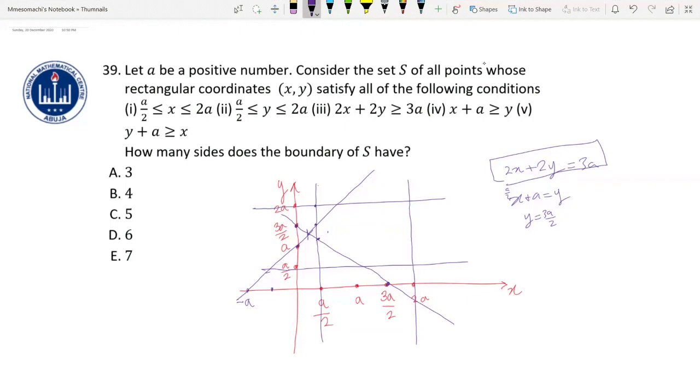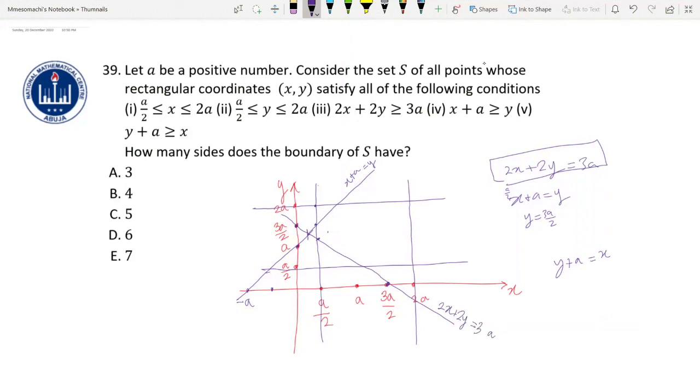So then we plot the very last one, that is y plus a equals x. So let me just label this. This is x plus a equals y. This is 2x plus 2y equals 3a.